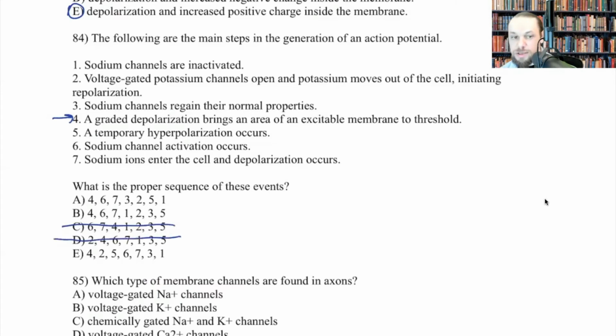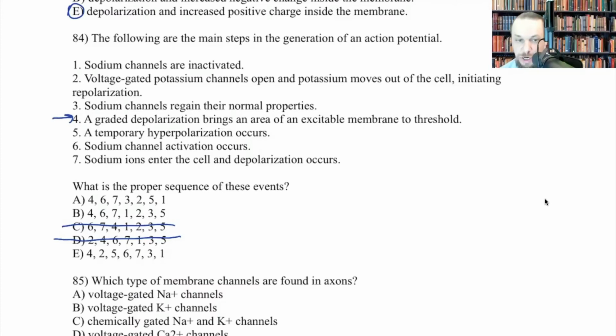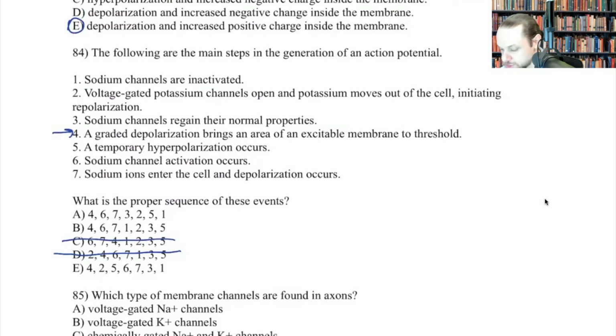So when you take your exams, besides knowing the content and the material, there's also test-taking strategy. One test-taking strategy: I look at the choices. There are 3 choices that start with 4. So I ask, what is 4? It says graded depolarization brings an area to the threshold. If I want to confirm what 6 and 2 are, 6 is sodium activation occurs, 2 is voltage gated. Based on that, I know those first steps. So that eliminates C and D.